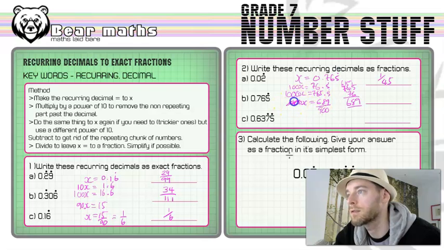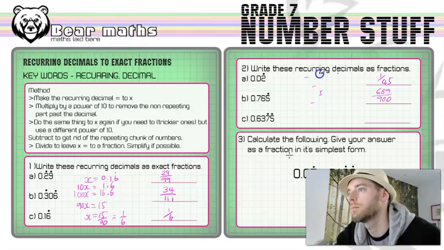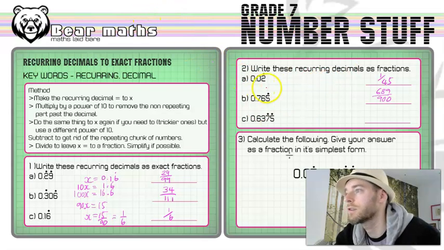I kind of just missed that step there. So get rid of that. X equals this. All right, so 689 over 900. It doesn't simplify, that one. Get rid of all this. Let's do the last one. So the last one is just a tad more annoying again.